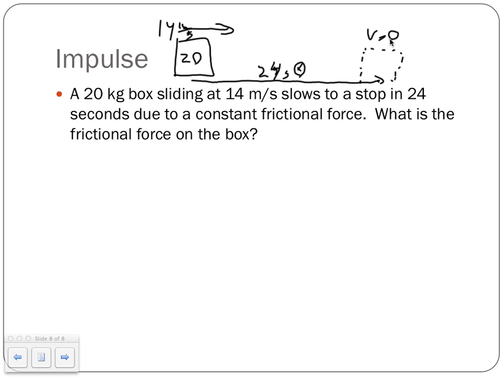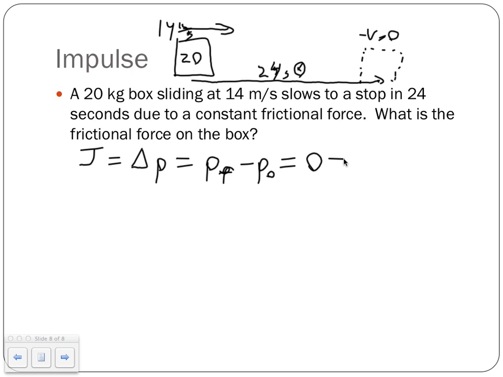So using our impulse equation, what I know is that my impulse is going to be equal to my change in momentum. My change in momentum is just going to be the final momentum of the box minus the original momentum of the box. That would give me my change. So let's see if we can figure these things out. Well, the final momentum of the box is going to have to be 0, because it's not moving. Velocity is 0, and therefore it must have 0 momentum.